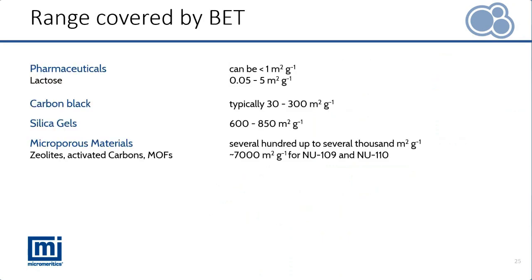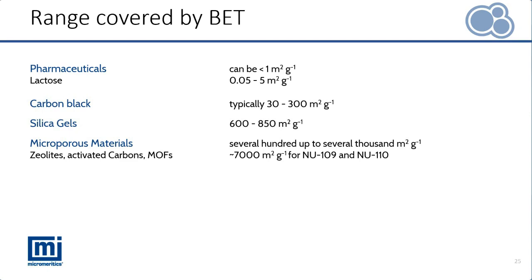Let's get back to BET surface area. What are common values to expect here? The range that results from different materials extends from less than 1 square meter per gram to several thousand square meters per gram. Pharmaceutical products tend to show low surface areas. Values can be easily lower than 1 square meter per gram.